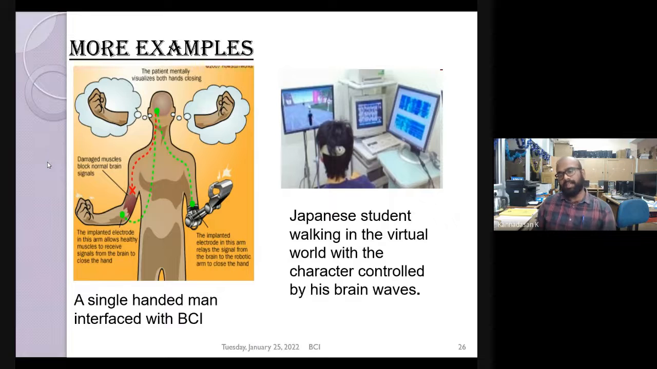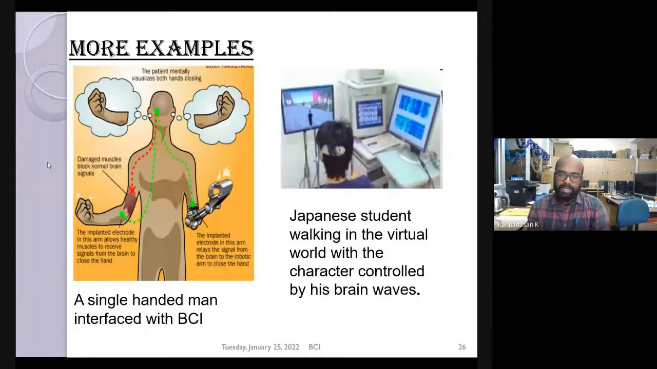Okay, this is one example. Another example is, assume that the person has lost one hand, so there is no hand after this. I am fixing a robotic hand for him. I'll be getting signals from my brain for closing my fingers and hand. The signals will be coming here, and that particular signal will be converted into robot-understandable language. The robotic arm will then close.